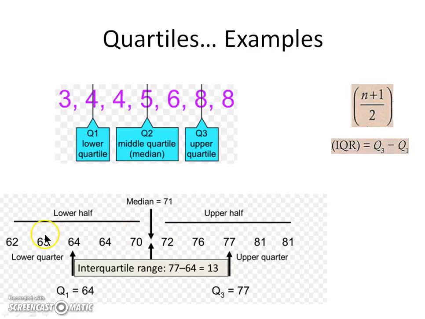Alright, so now I have a lot more data here. So I have 62, 63, 64, 64, 70, 72, 76, 77, 81, 81. So here I have 10 samples, right? 10 samples. So my n in this case will be 10.